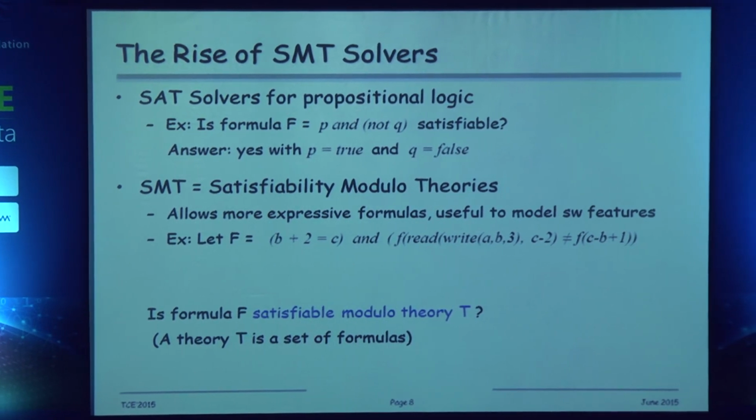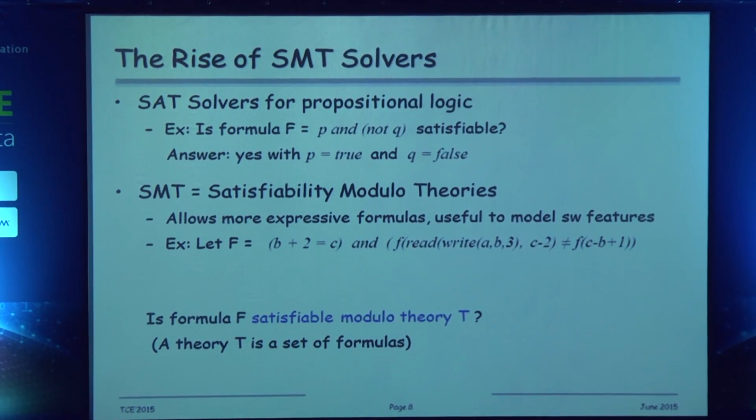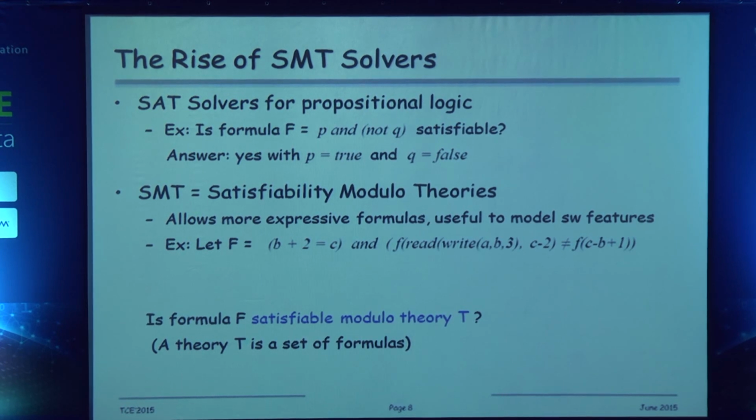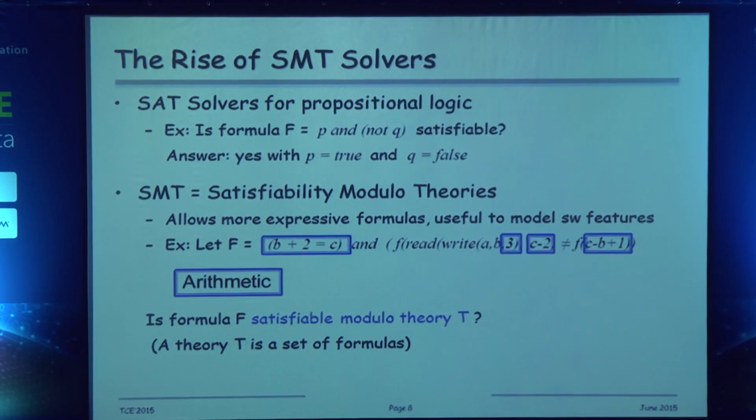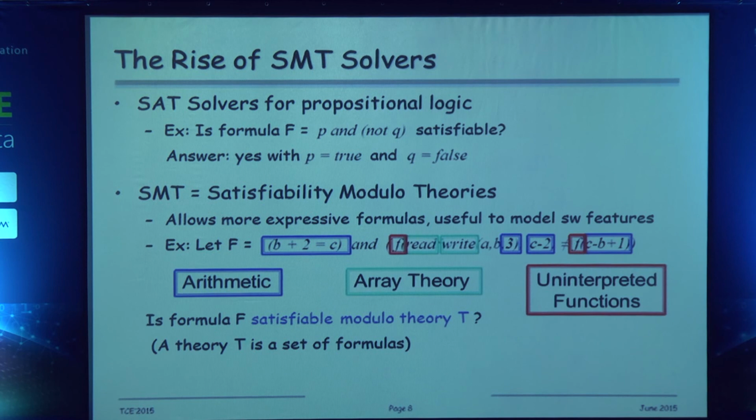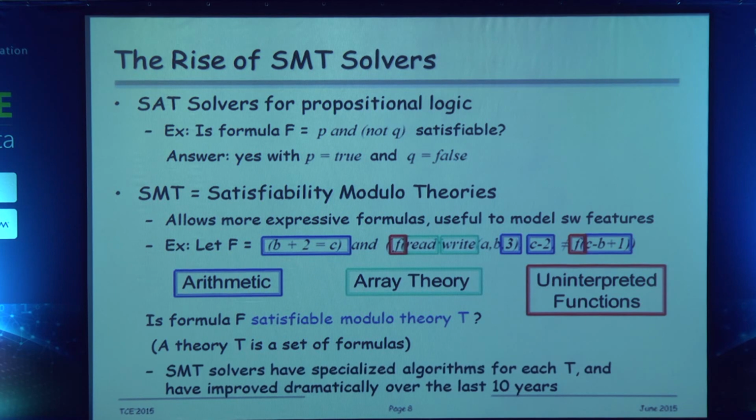When you have a problem domain like software, you can generate formulas that are more expressive. For instance, this formula involves arithmetic, array theories, which model memory accesses like read and write, and also uninterpreted functions, which are basically used to reason about program parts that you don't want to reason precisely about. If you feed a formula like this to an SMT solver, if you're lucky, it will terminate and tell you whether or not the formula is satisfiable. And if it's satisfiable, it will also give you a satisfying assignment.